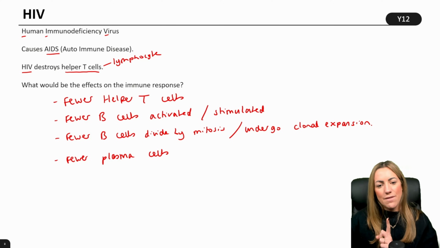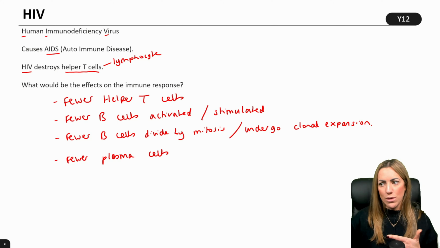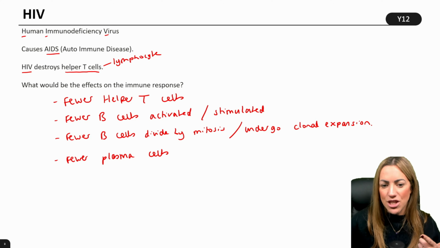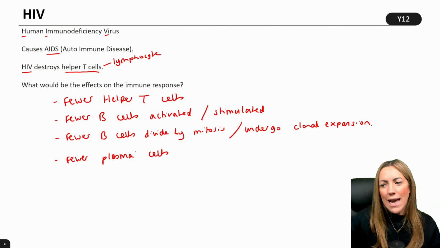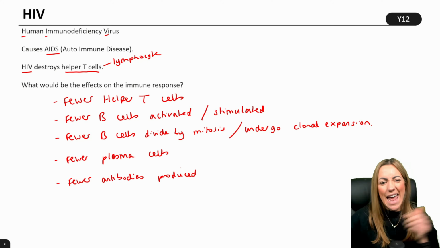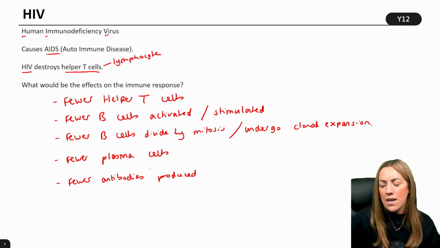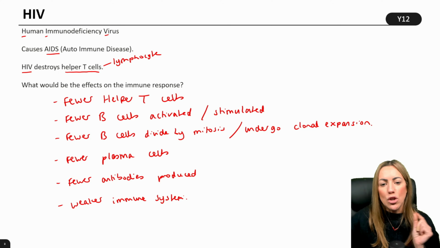Because once we activate the B cell using the helper T cell and it divides by mitosis, these cells then differentiate, don't they, into plasma cells or memory B cells. Now, if we end up with fewer plasma cells, we're going to have fewer antibodies produced, which is the end place we need to get to, right? Fewer antibodies produced. So we have a weaker immune system or a reduced immune response.